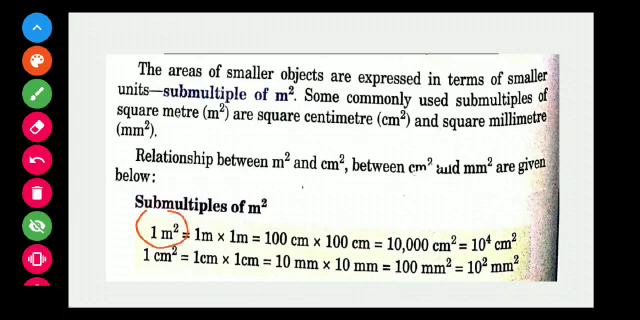1 millimeter square is equal to 10 to the power -2 centimeter square, and 1 centimeter square is equal to 10 to the power 2 millimeter square. So, this is the relation between meter square, centimeter square and millimeter square, and this is your sub multiples of meter square. When we determine the area of a small quantity, then we express the area in terms of centimeter square and millimeter square.